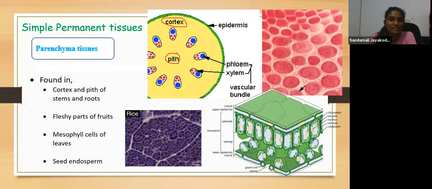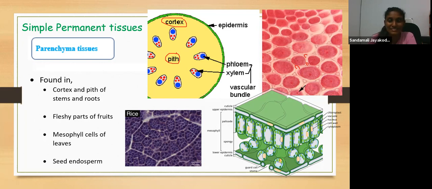We can find them in the cortex and in the pith at the middle. That is the middle region of a stem. That is one place. And then fleshy parts of the fruits. Here you can see a diagram of a tissue which contains some parenchyma cells. Here you can clearly see that there are some intercellular spaces in between those cells. This is given in red color, but you will think, what is the red color? So that's a fleshy part of a fruit.